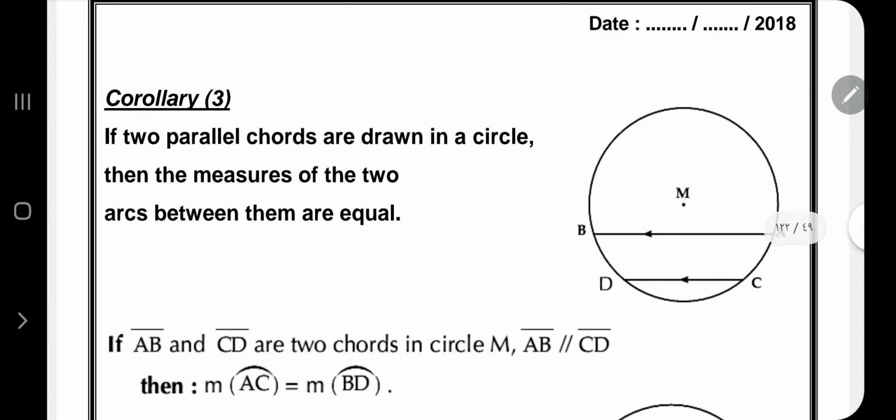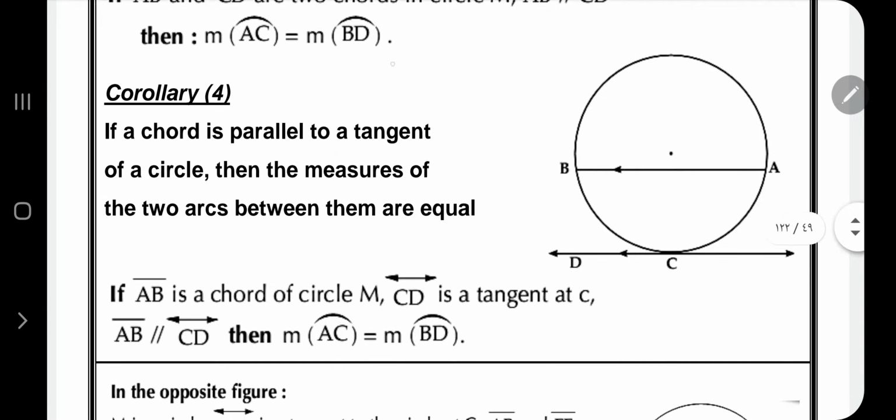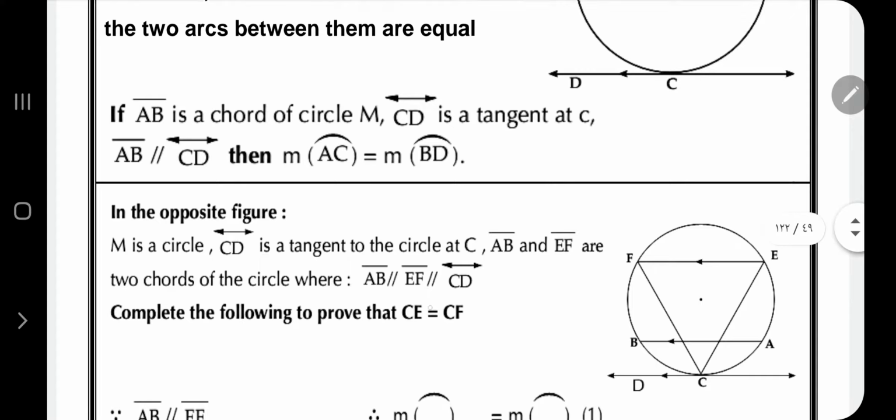Rule number 3: if two parallel chords are drawn in a circle, then the measures of the two arcs between them are equal. That means, since AB is parallel to CD, then measure of arc AC equals measure of arc BD. Also, if one of them is a tangent and the other is a chord, if AB is parallel to CD, measure of arc AC equals measure of arc BC.